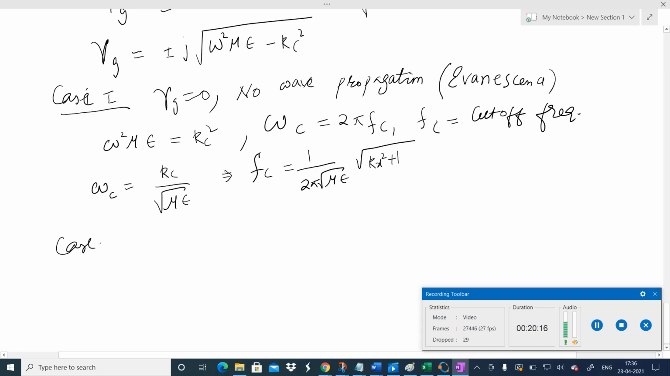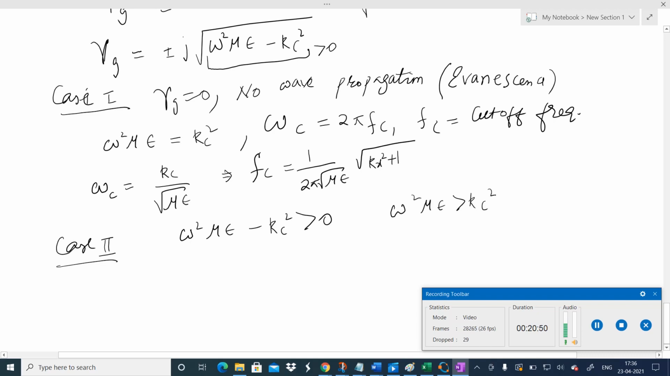What will be the other case? Case 2 will be when there is a propagation. So when there is a propagation, we will need omega square mu epsilon minus kc square to be positive. Remember that we want gamma g square to be negative, hence gamma g should be imaginary for propagation to happen. Now for that to be imaginary, the term inside the square root should be positive, right? So this will give us the condition omega square mu epsilon should be greater than kc square.